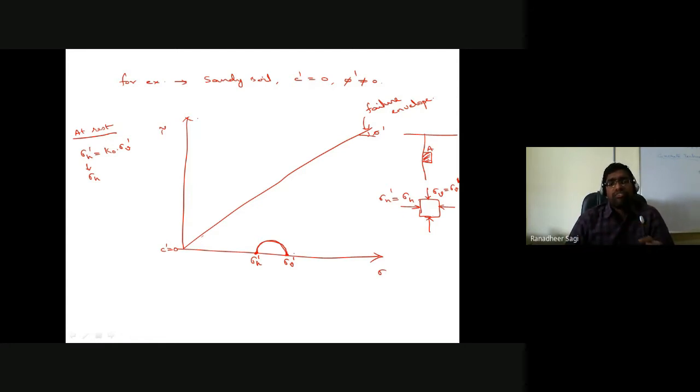In case the soil has phi value equal to 0, then k naught is nothing but 1. In such a particular case only, we say sigma h dash is equal to sigma v dash. But for all other phi values which are non-zero, sigma h dash is always less than that of your sigma v dash. So with that basic idea, I went on to construct a Mohr circle like this.